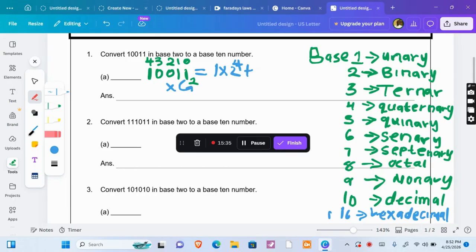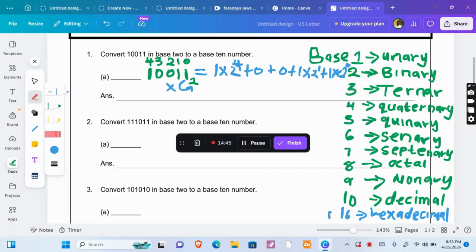plus 0. Well, 0 times everything is 0, so let's save that time. Put your 0 there plus another 0 there, because 0 times anything is still 0, so let's not waste our time on that. So 0 times 2 raised to power 3 plus 0 times 2 raised to power 2. Then plus 1, the next digit that is not a 0, times 2 raised to power 1, plus 1 times 2 raised to the power of 0.